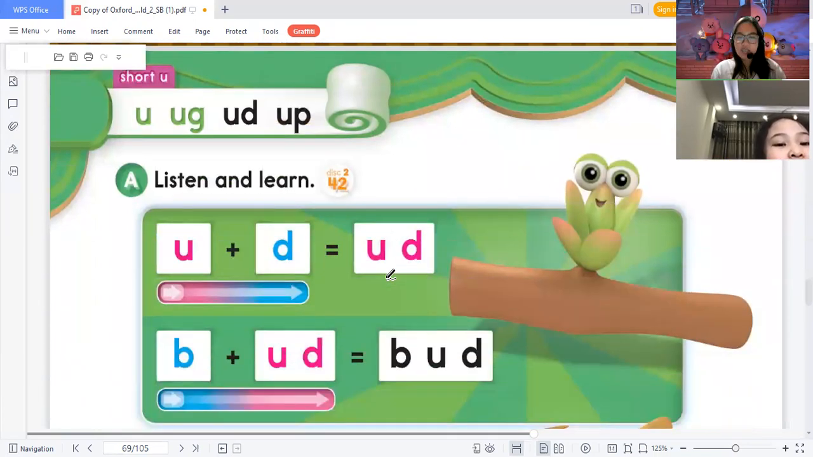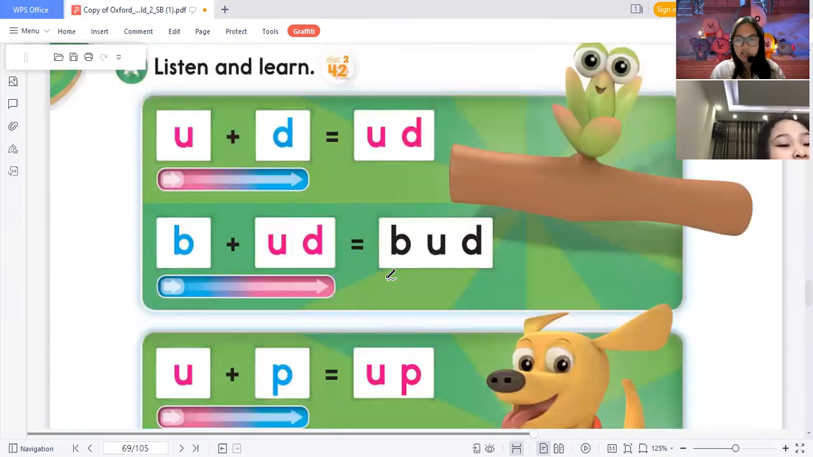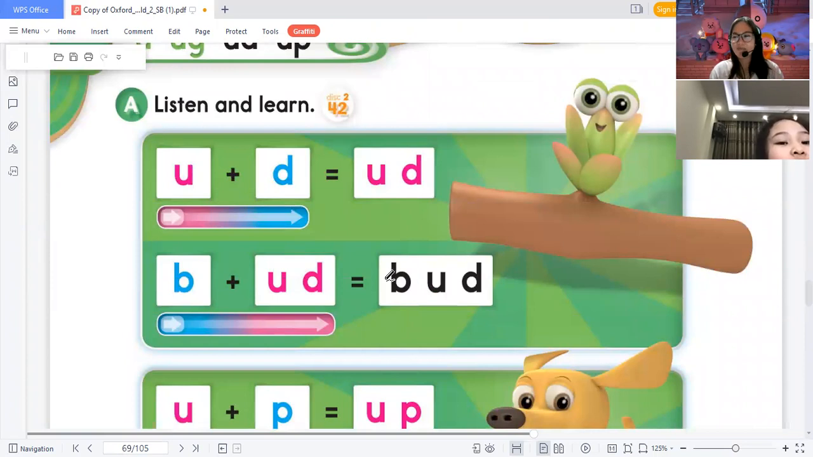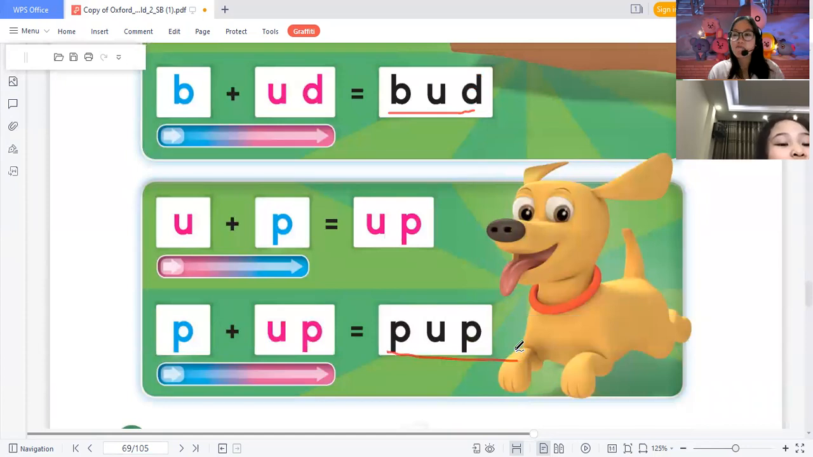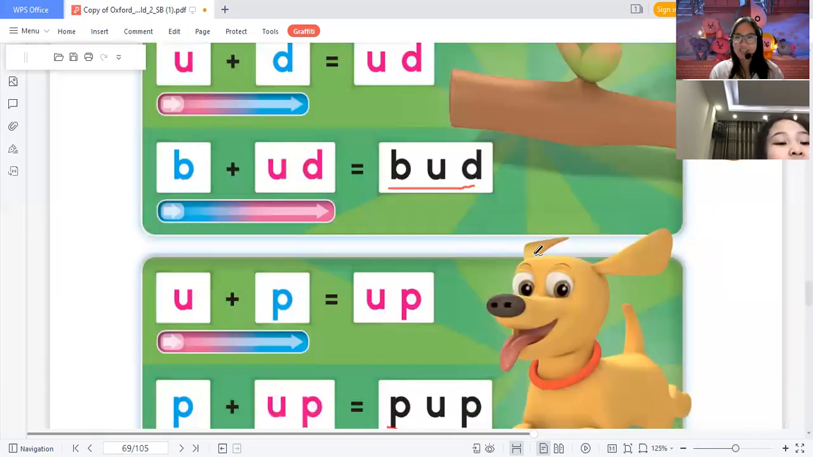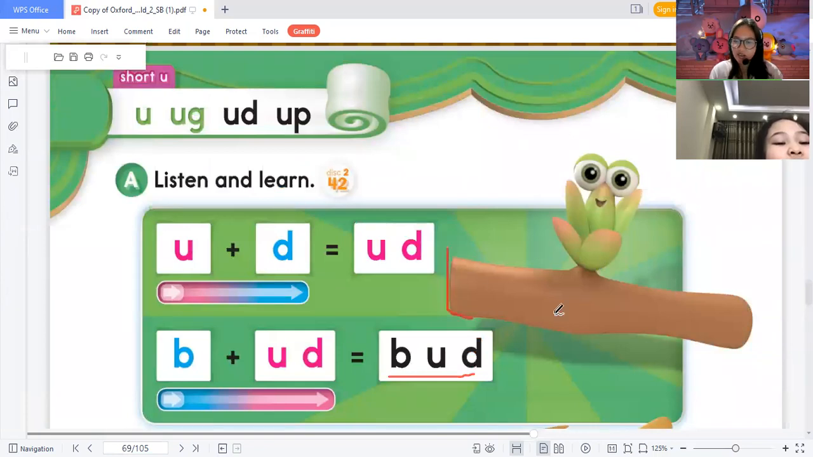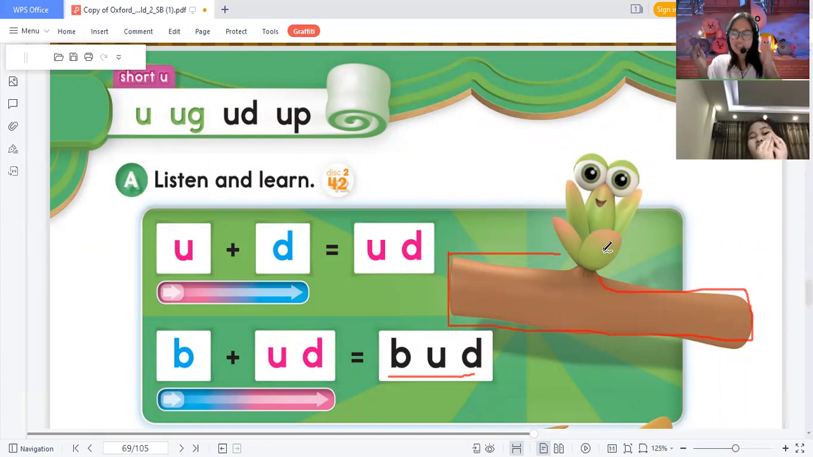Now let's do the ud and the up, okay? Now I want you to say bud. Very good. And then pup. Yes. Okay, this one here. It's a bud. One more time. Bud. Like it's a twig, and there's a plant that grows, that's a bud.